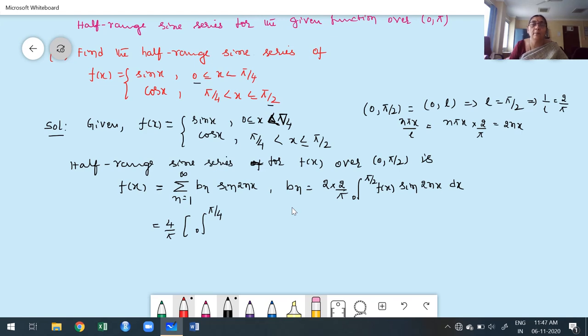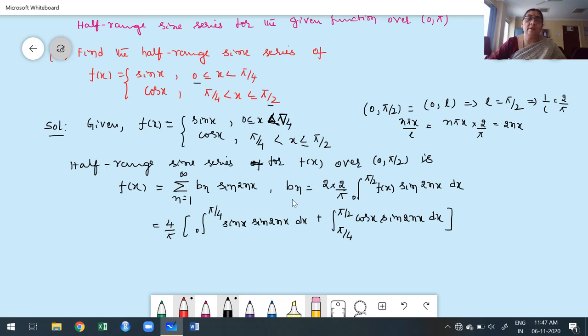From 0 to pi by 4, what's the function? Sine x into sine 2nx with respect to x. From pi by 4 to pi by 2, what's the function? They have given cos x. Cos x into sine of 2nx with respect to x.